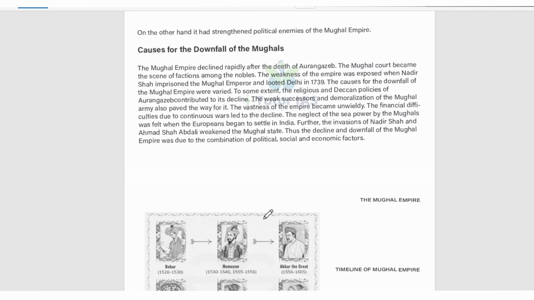And the vastness of the empire became unwieldy. The financial difficulties due to continuous wars led to the decline. The neglect of sea power by the Mughals was felt when the Europeans began to settle in India. Further, the invasions of Nadir Shah and Ahmad Shah Abdali weakened the Mughal state. Thus, the decline and downfall of the Mughal Empire was due to a combination of political, social, and economic factors. So, these are the major causes for the downfall of the Mughals, and this is all about the Mughal emperors and the Mughal dynasty.